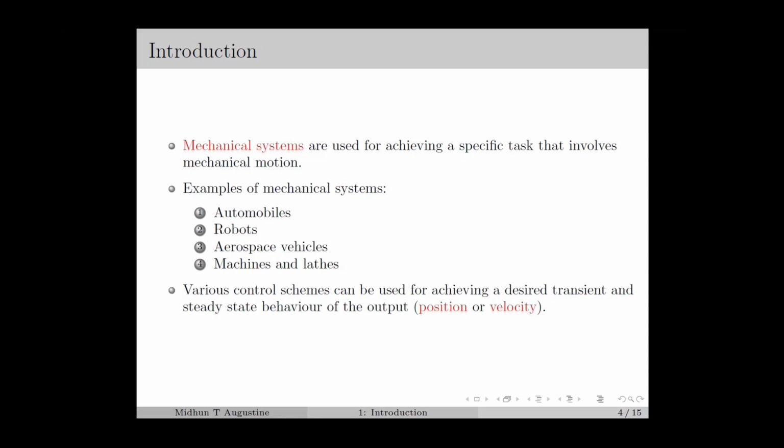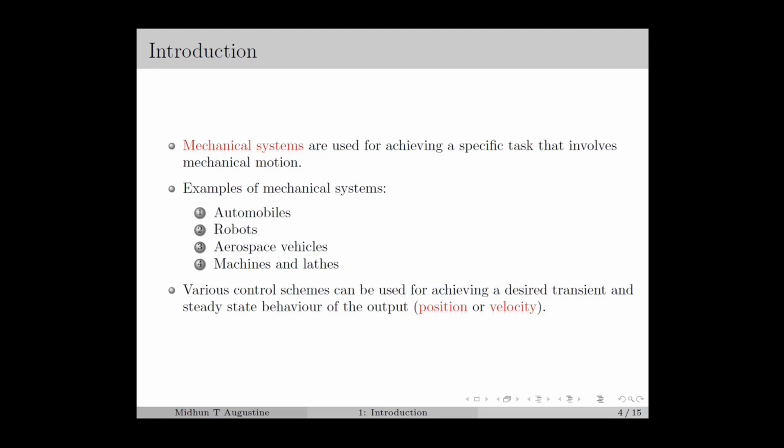Mechanical systems are used to perform a specific task that involves motion of mechanical devices. Examples of mechanical systems are automobiles, aerospace vehicles, robots, machines and lathes, etc. We can see that all of these systems are associated with some motion of mechanical devices. So, the physical variables that we are interested in a mechanical system will be either position or velocity of the whole system or certain components of the system.